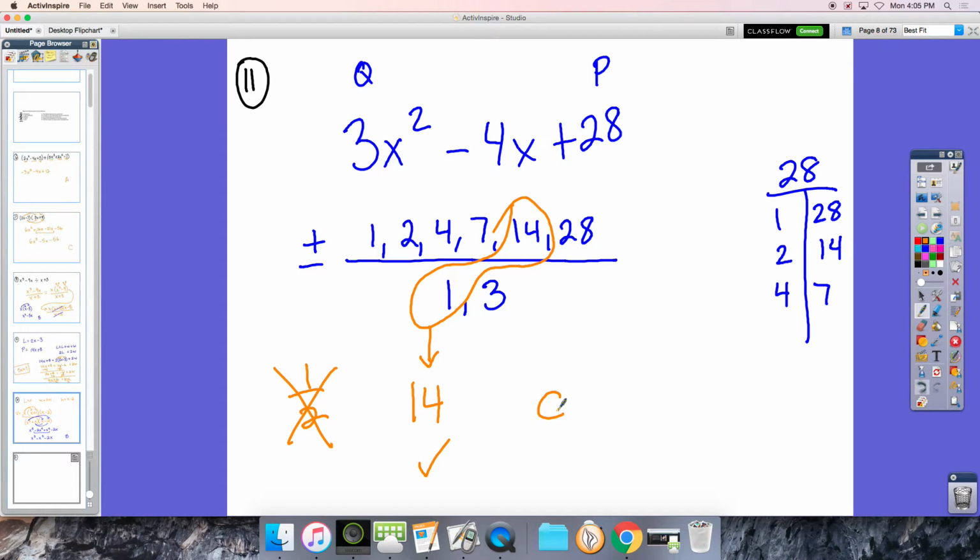C says 3. Is there a way to get 3 out of these? No, because you don't have a 3 on the top, and none of these would simplify to give you 3. So 3 also does not work as a zero. And then D says 7 over 3. Is there a way to get 7 over 3? Yeah, right here, 7 over 3. So number 11 actually has 2 answers, A and C.